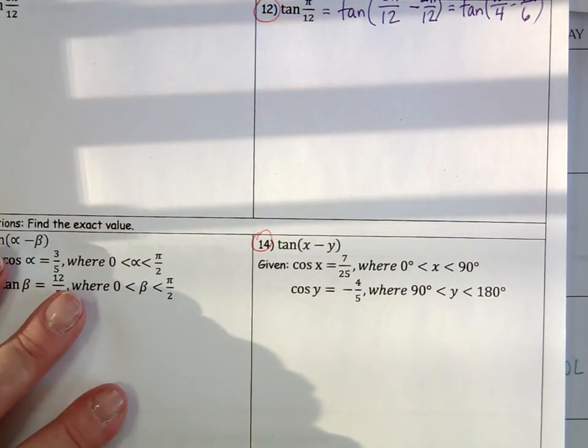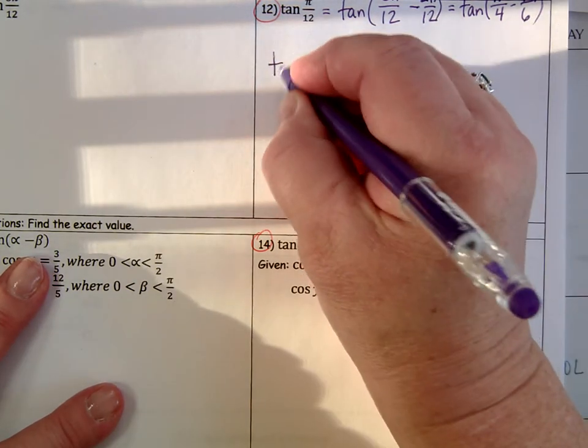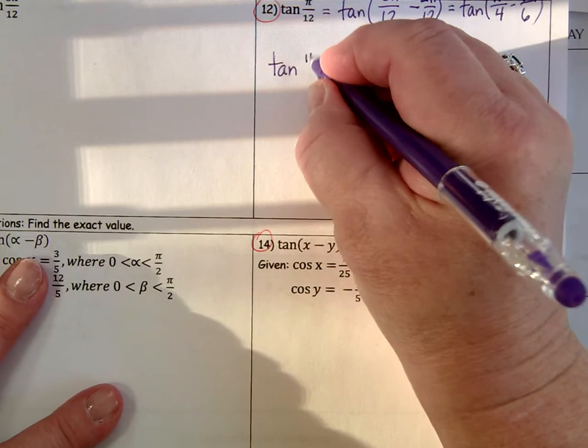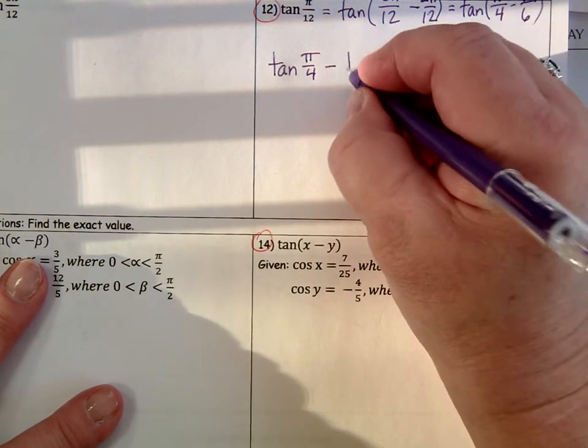So what I'm going to do is expand the tangent rule using subtraction. So here's how the tangent rule goes. Tangent of the first, pi over 4. Same sign at first up the top. Tangent of pi over 6.